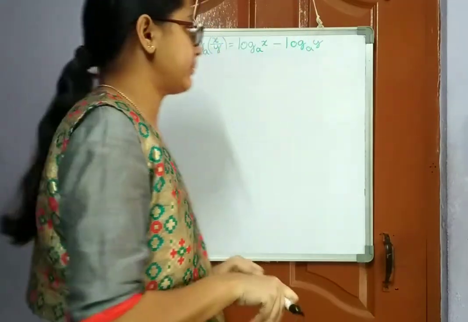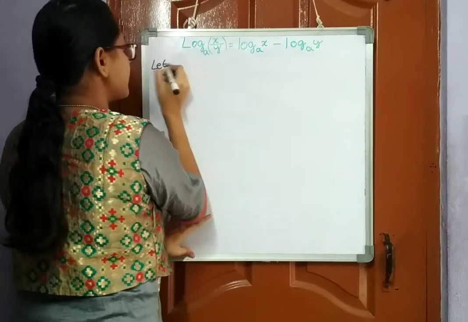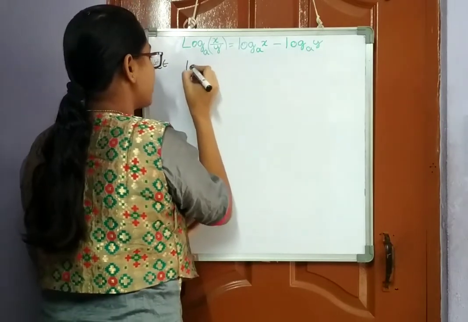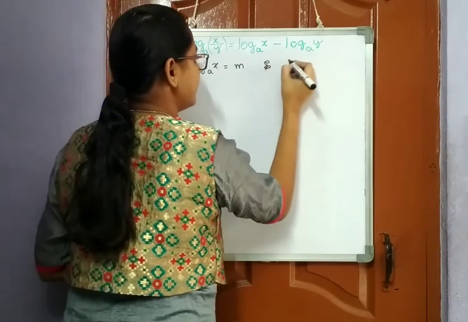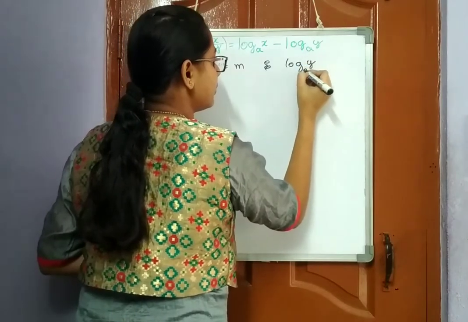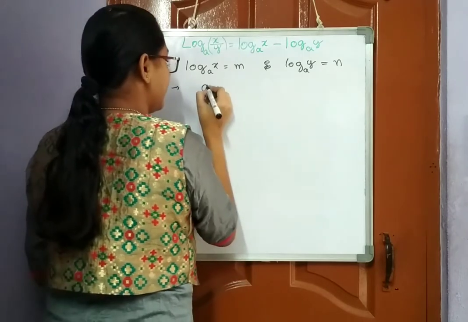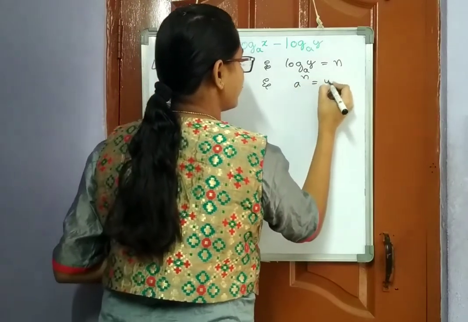Quotient rule. If the argument of the given logarithm is in the form of division or quotient form, the quotient rule is applicable. So let's see the proof. The proof of this is similar to the product rule. Let us assume log x to the base a as m and log y to the base a as n. That is, log x to the base a equals m and log y to the base a equals n. Again, taking exponential form, we will get a to the power of m equals x and a to the power of n equals y.